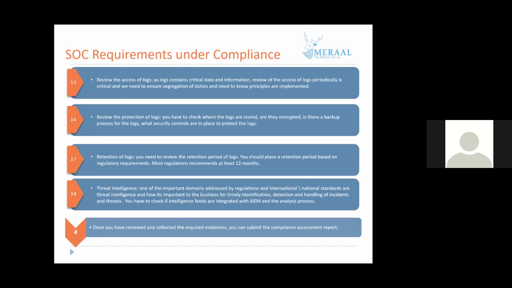The fifth step is to review the access to the logs. As logs contain critical data and information, we need to understand who has access to the logs and what type of access level they have. Reviewing access to the logs periodically is an important factor and needs to be conducted to ensure segregation of duties is implemented and the need-to-know and least privilege principles are implemented.